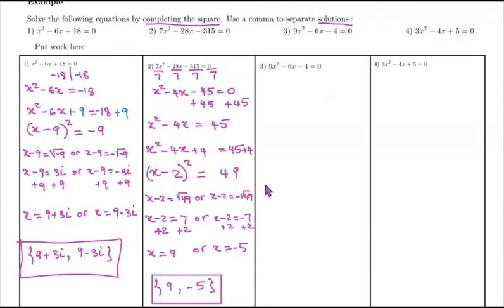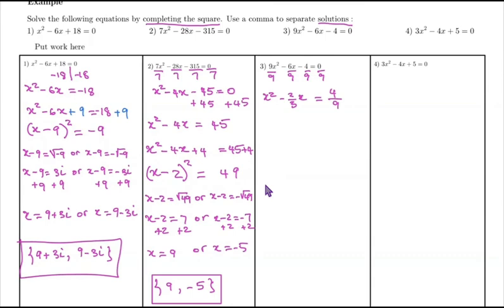Next, we can divide by 9 on both sides. x squared minus, we simplify by 3, that's negative 2x over 3, negative 2/3 x. I'm going to subtract this over, so that is 4 over 9 on the other side. I divide and I use 2 terms at the same time.